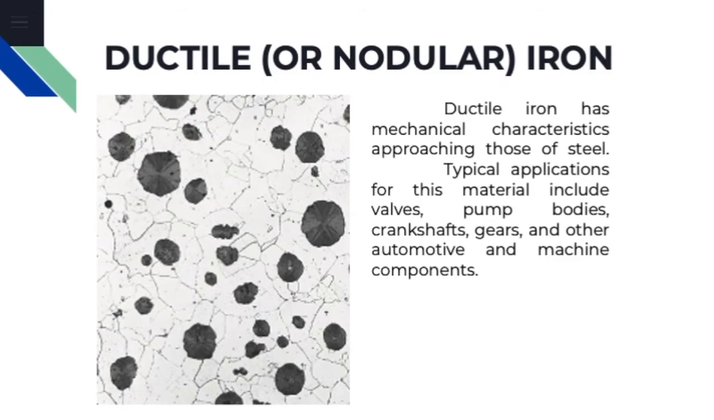So here is the microstructure of a typical ductile or nodular iron. The matrix phase surrounding these particles is either pearlite or ferrite, depending on heat treatment. It is normally pearlite for as-cast pieces. However, a heat treatment for several hours at about 700 degrees Celsius will yield a ferrite matrix as in this photomicrograph. Ductile iron has mechanical characteristics approaching those of steel. Typical applications for this material include valves, pump bodies, crankshafts, gears, and other automotive and machine components.